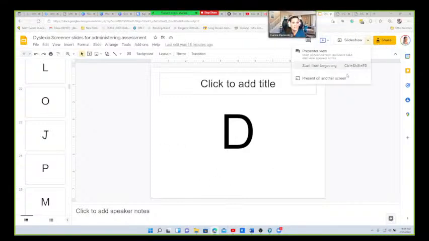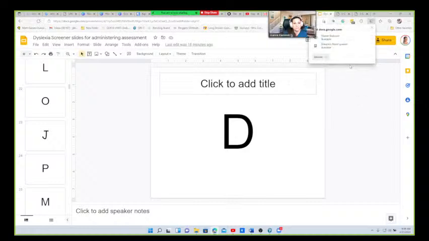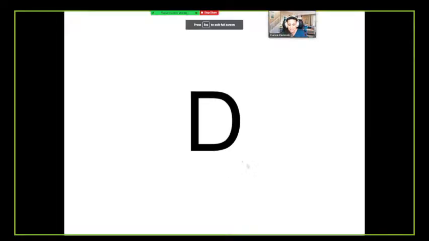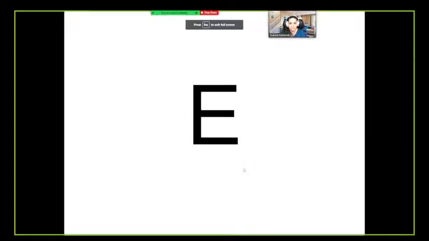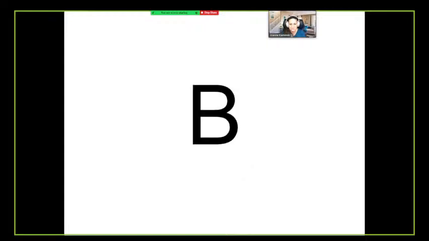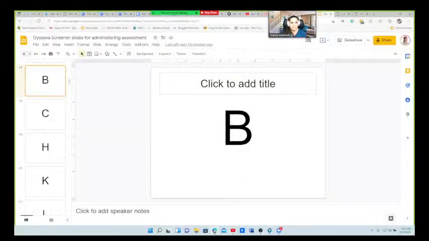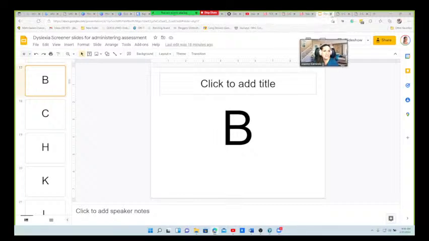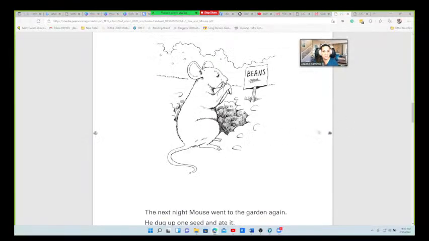Now I can go into slideshow mode here, and I can go to present on the screen, and then it will present for me. And then the slideshow will be right there so that they can tell me the names of those letters. Nothing else is confusing for them and what they need to specifically do. So that is the assessment that I give for the beginning.